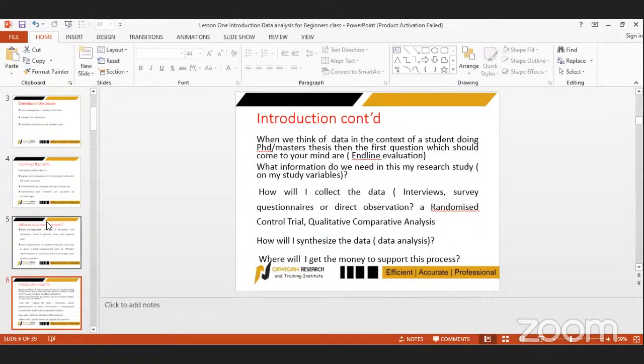How will I synthesize the data? And what about how I will now report my data? And where will I get the finances that will be enough for me to collect the information that I want to collect from the respondent? These are now the central questions that every researcher must be able to answer. So there are questions dealing with finance or the cost of doing the survey. There are questions dealing with how the data will be collected. There are questions dealing with how the data will be analyzed.